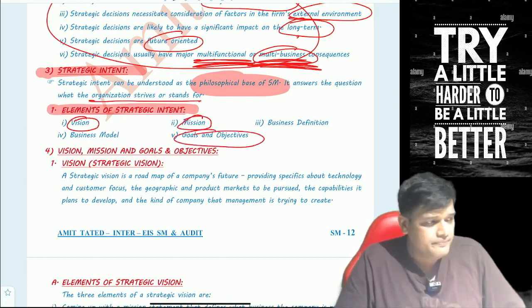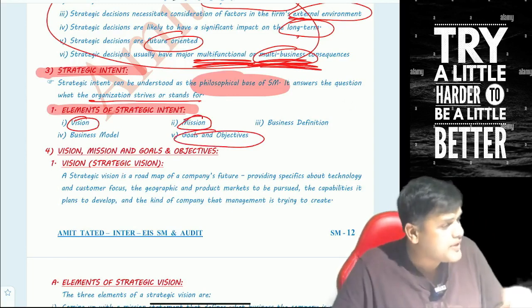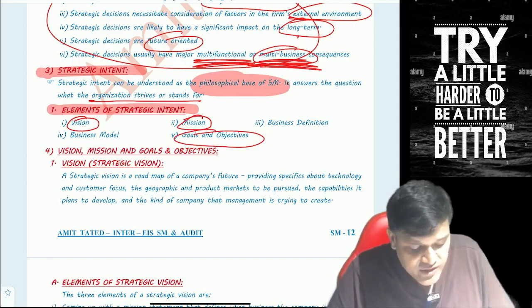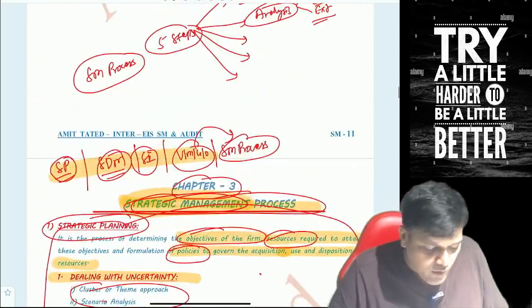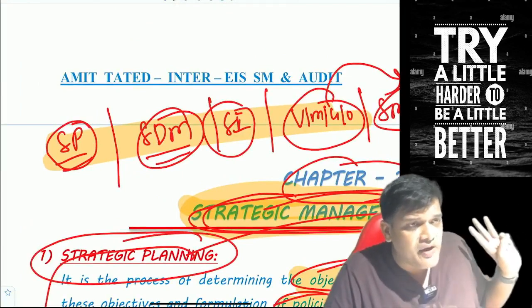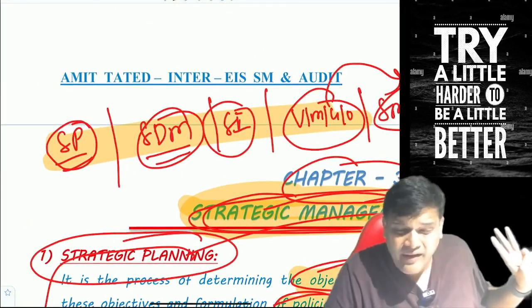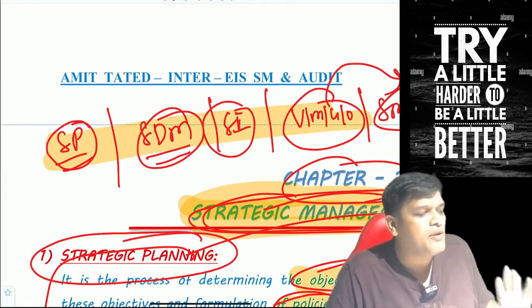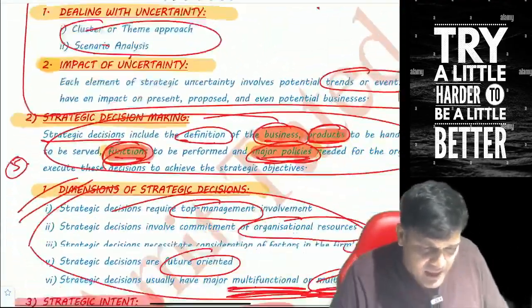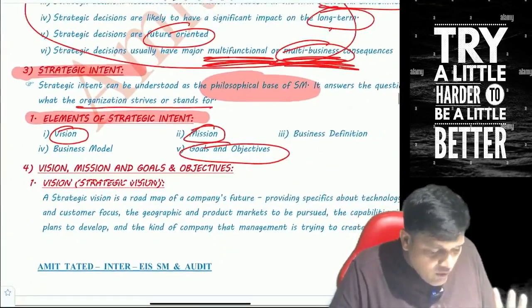Three points. Now the question comes, what is the vision, what is the mission, and what are the goals and objectives? Let's discuss this. See on the screen, we have done strategic planning, we have done strategic decision making, we have done strategic intent also, almost done. And the last concept of this chapter will be vision, mission, goals and objectives.